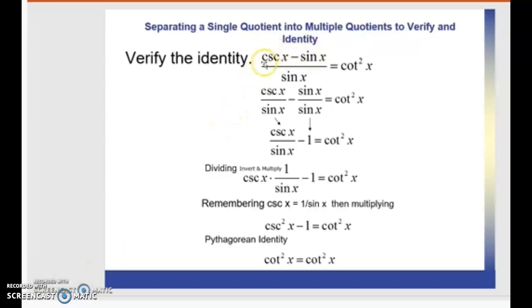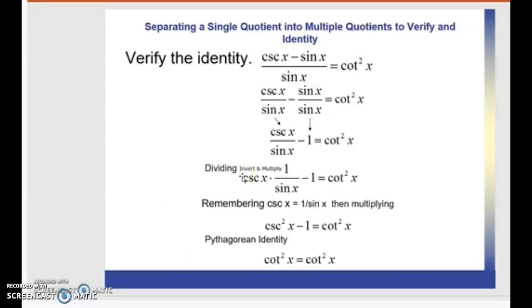Sometimes, if you're given a single quotient, a quotient with one fraction bar, you have to divide it into more than one fraction in order to verify the identity. That is the case with this example. So, placing both terms in the numerator over the understood denominator of sine x. After doing so, we know anything divided by itself equals 1. So sine x divided by sine x gives us 1.